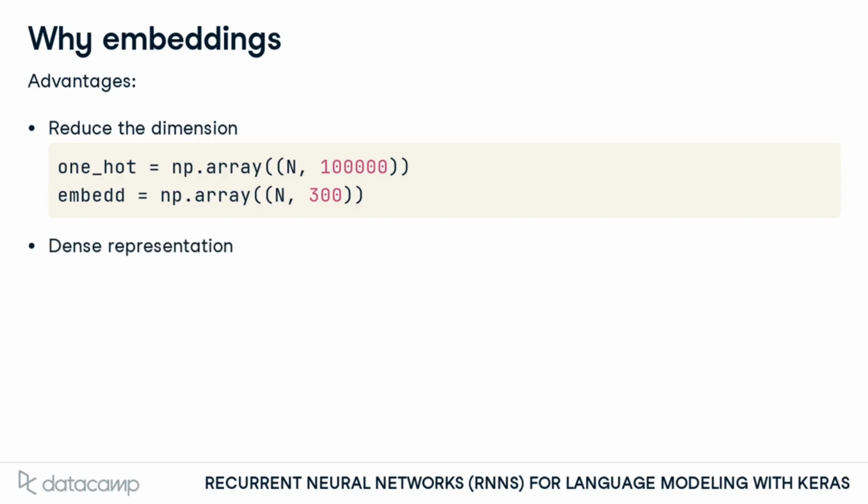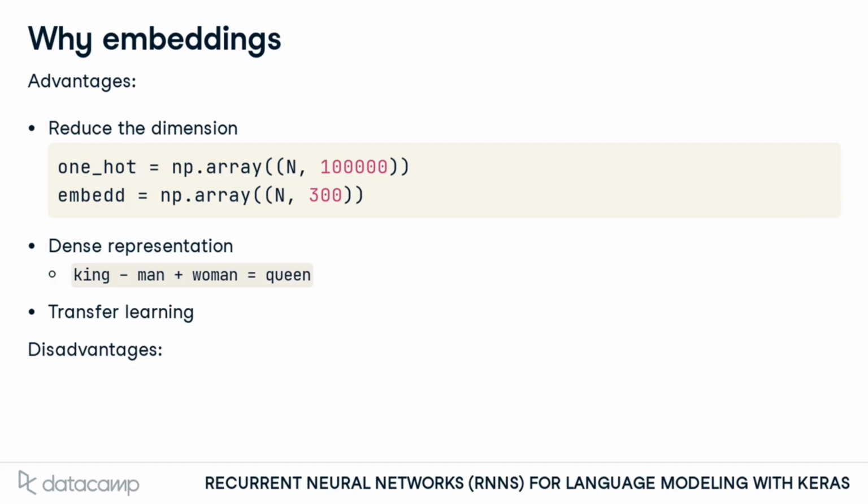Also, embeddings are a dense representation of the words, and the implementations give a surprisingly nice understanding of the tokens, like the famous king minus man plus woman equals queen. Finally, it can be used for transfer learning. On the other hand, it demands training lots of parameters to learn this representation and can make training slower.